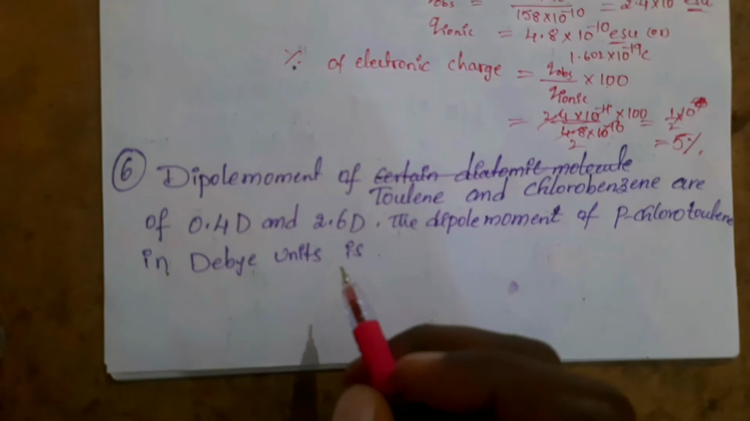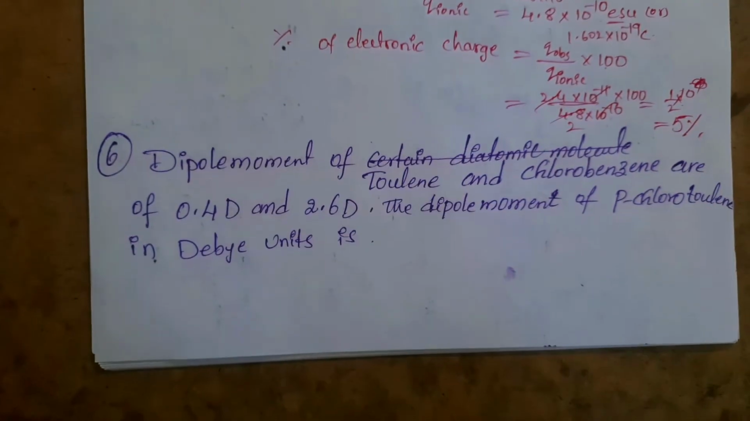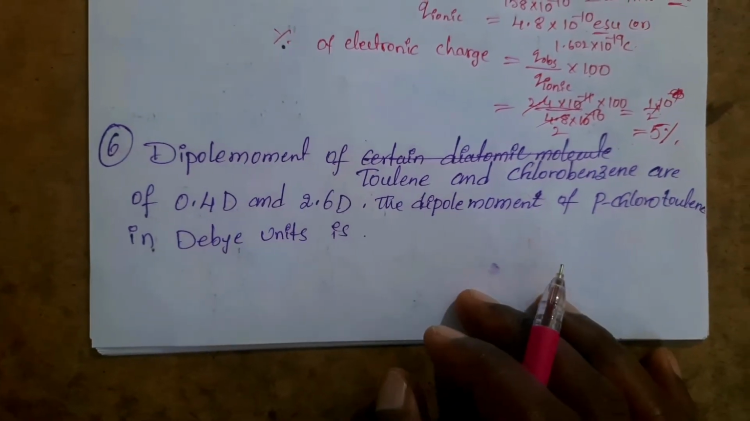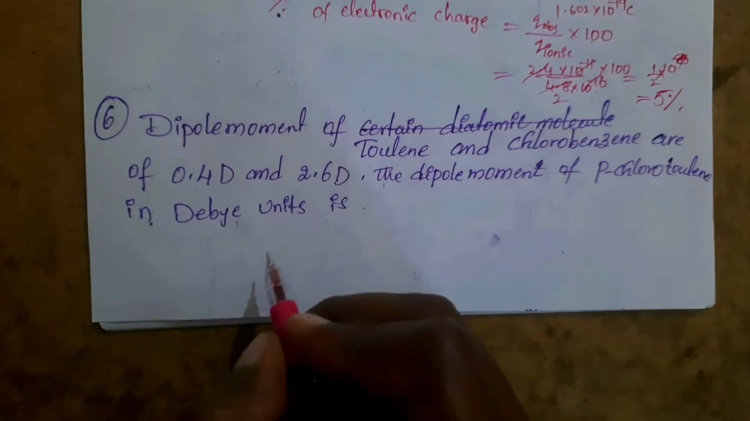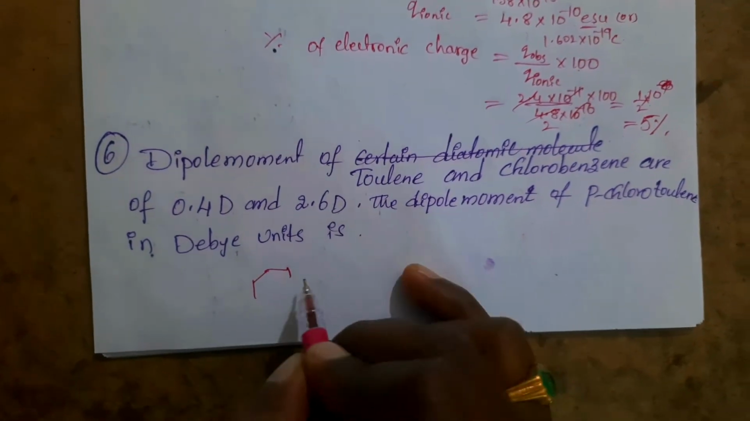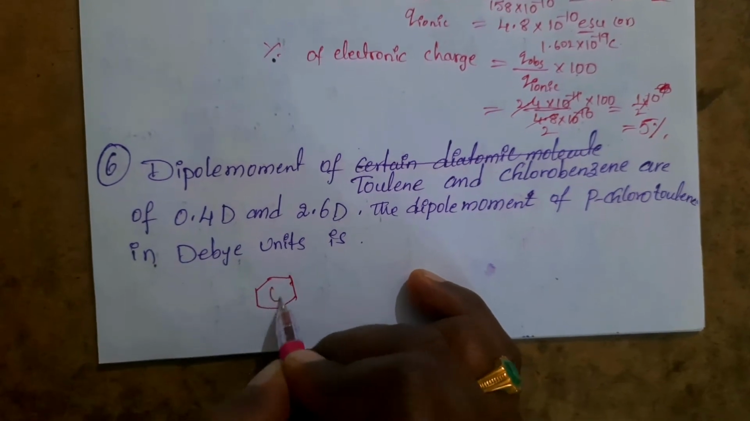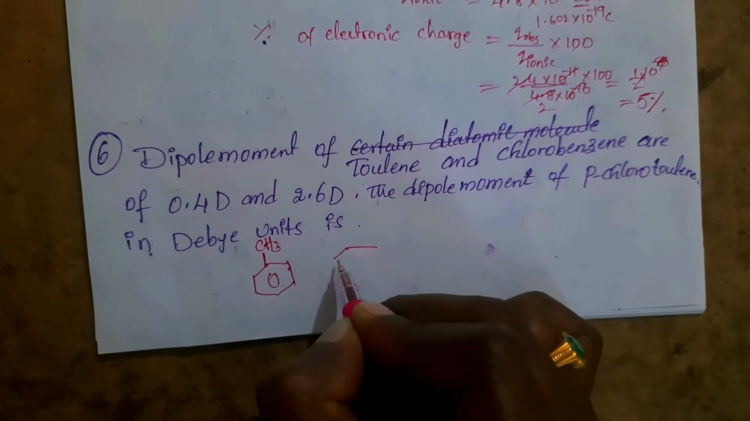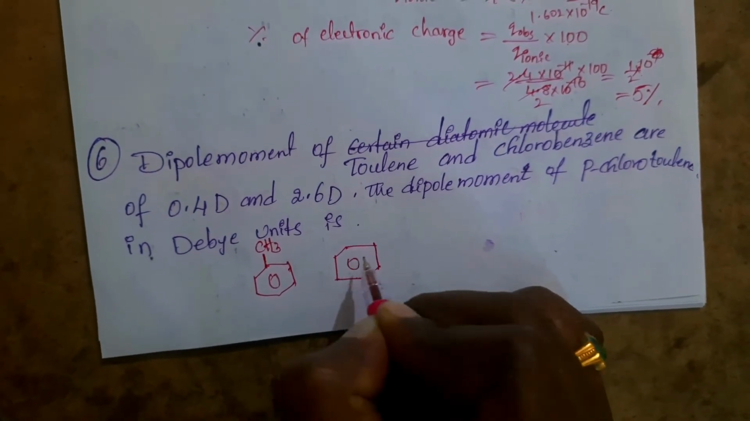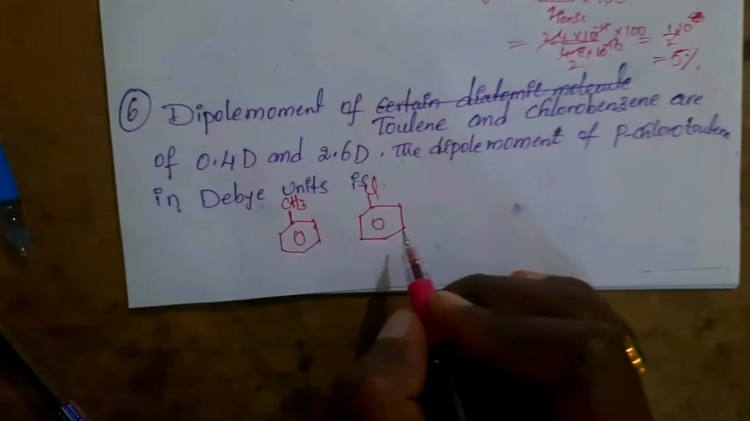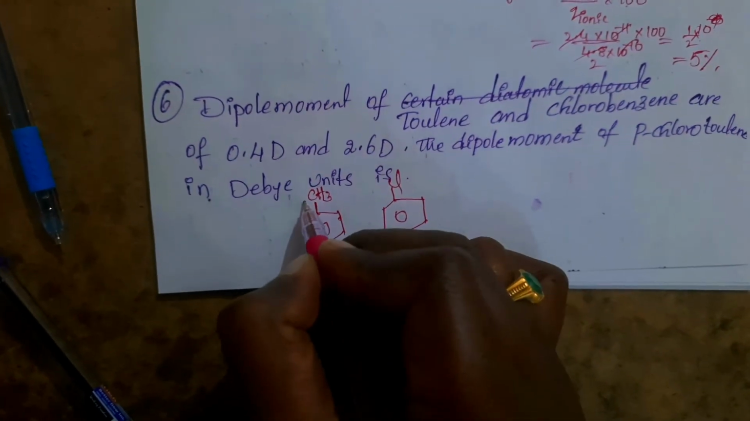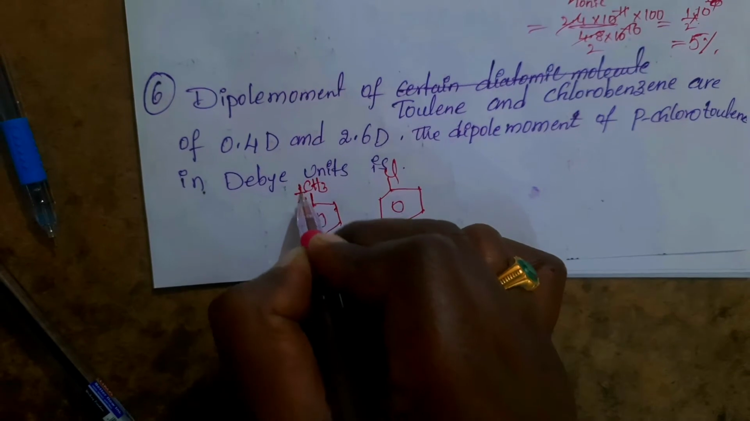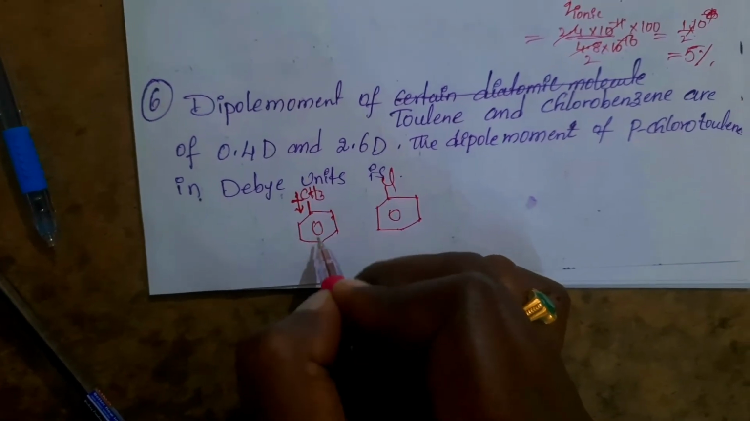Yeah. Next question. The dipole moments of toluene and chlorobenzene are 0.4 D and 2.6 D they given. The dipole moment of parachlorotoluene is how much they are asking. First one is toluene, no? Methyl benzene is called toluene. Next one is the dipole moment of chlorobenzene they given. Now in this case here methyl benzene is there, no? This methyl benzene acts as an electron donating group. Then the bond polarity will be towards this benzene ring. It donates the electron to this benzene ring.